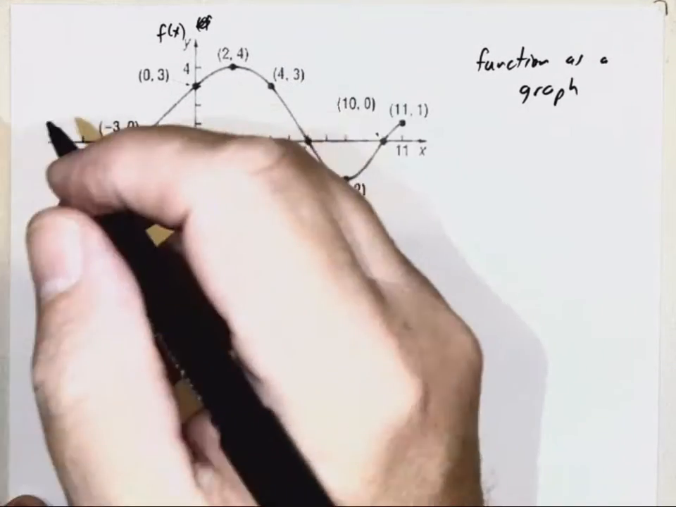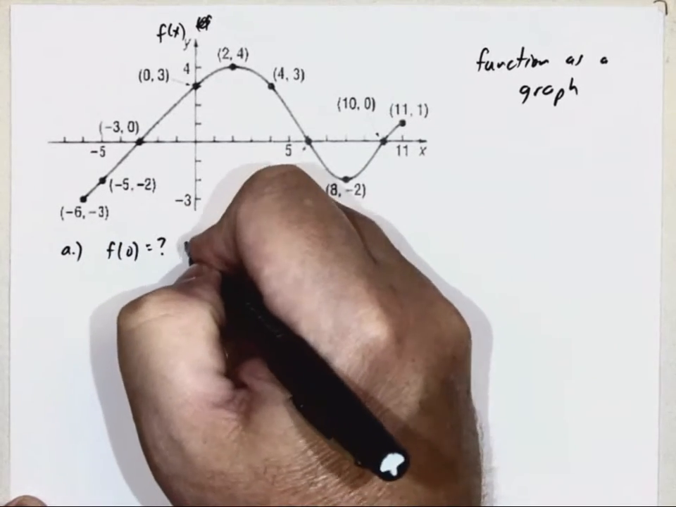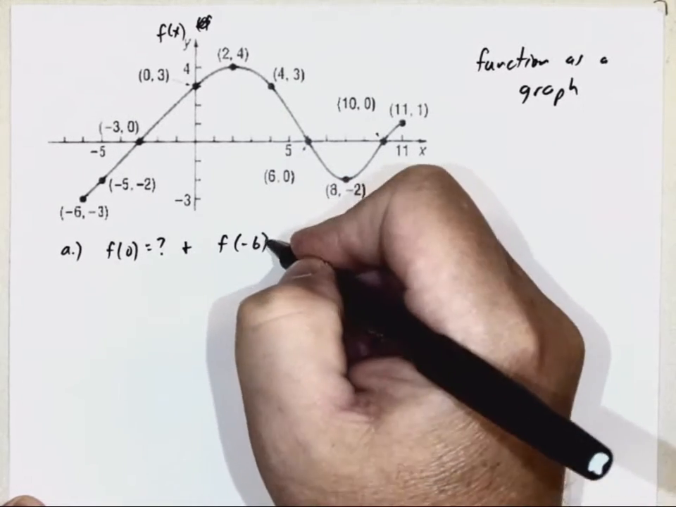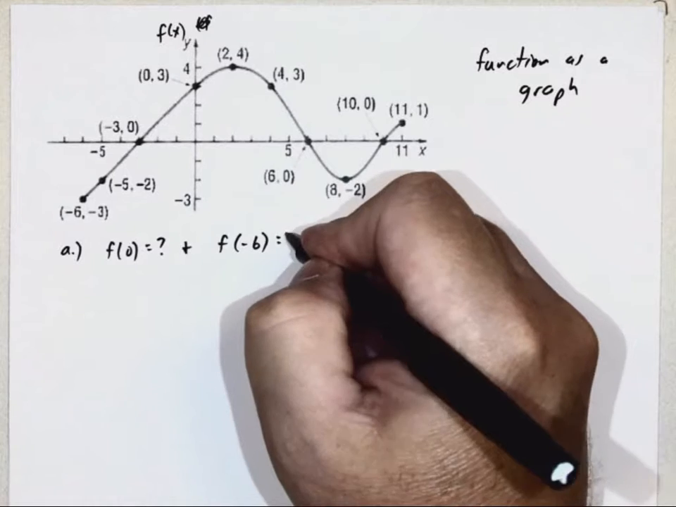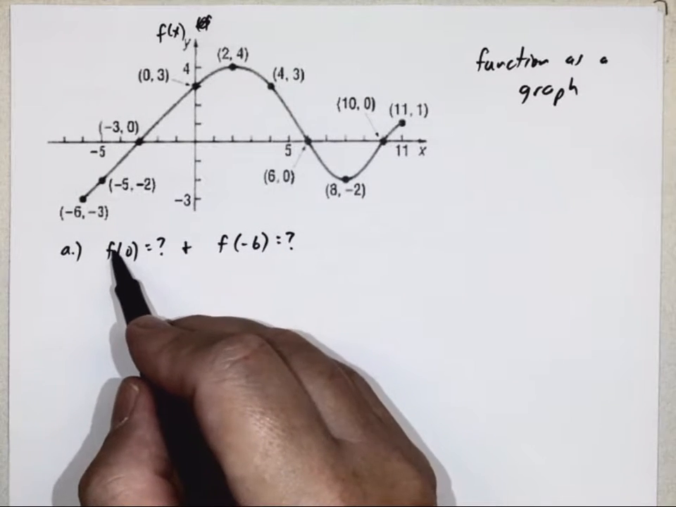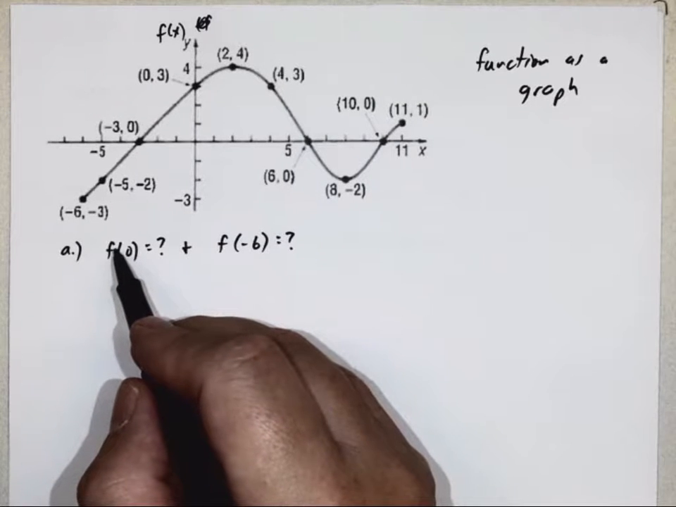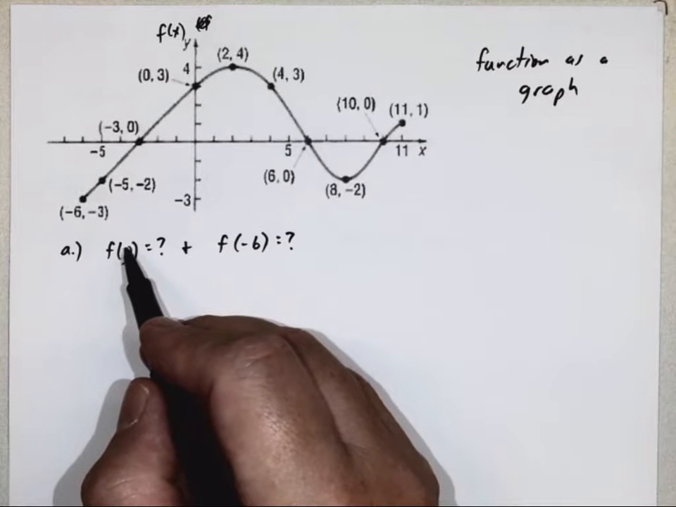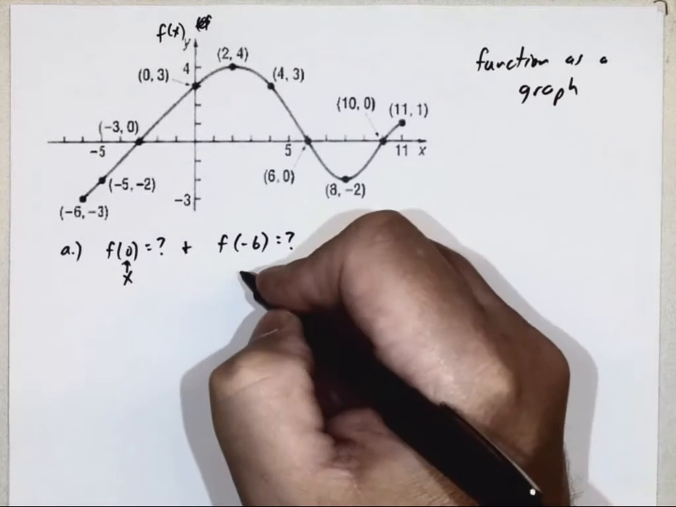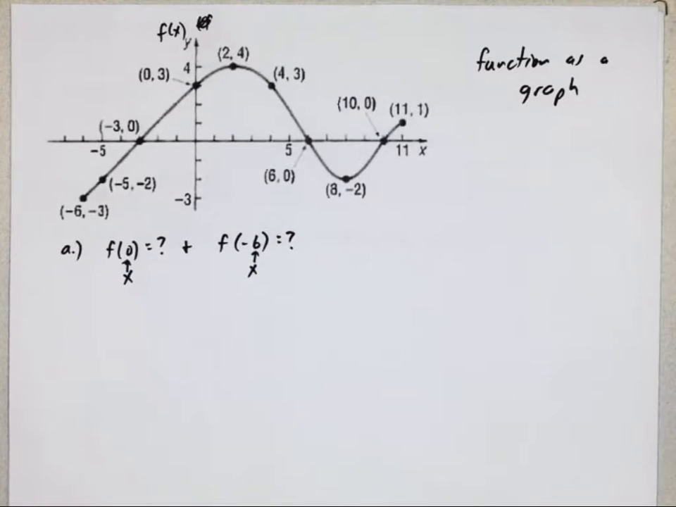Part A, they say find f of 0 and f of -6. This is function notation. This is like f of x. In a sense, it's saying go find the value of the function when x is 0, and then go find the value of the function when x is -6.